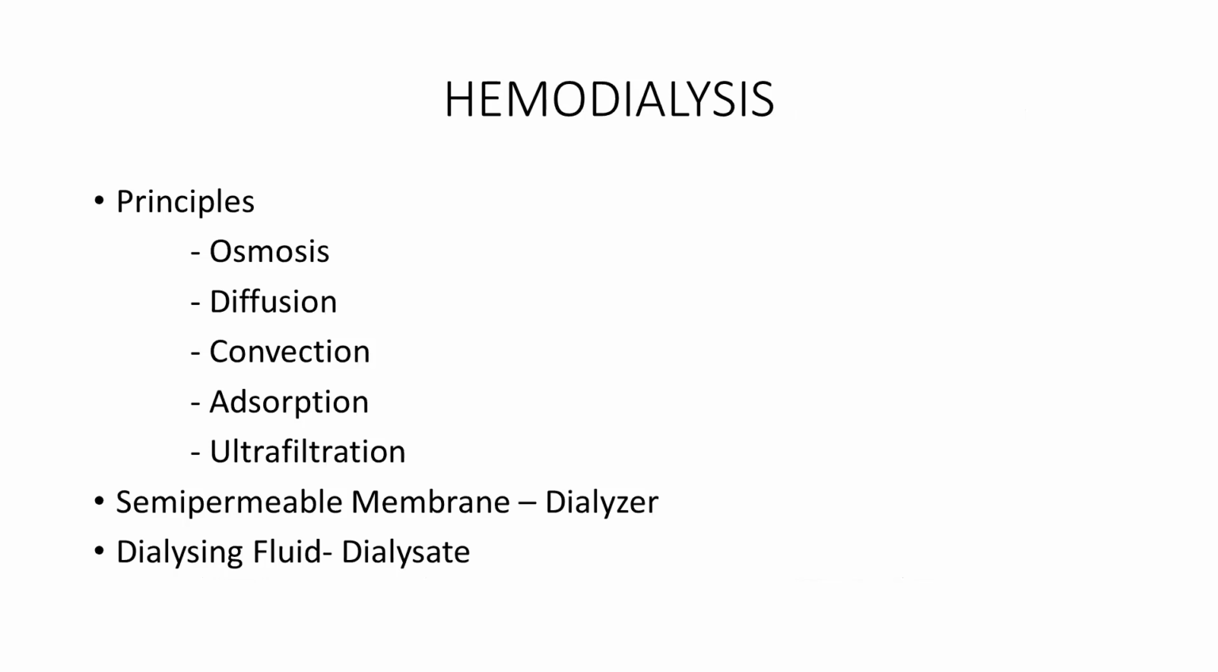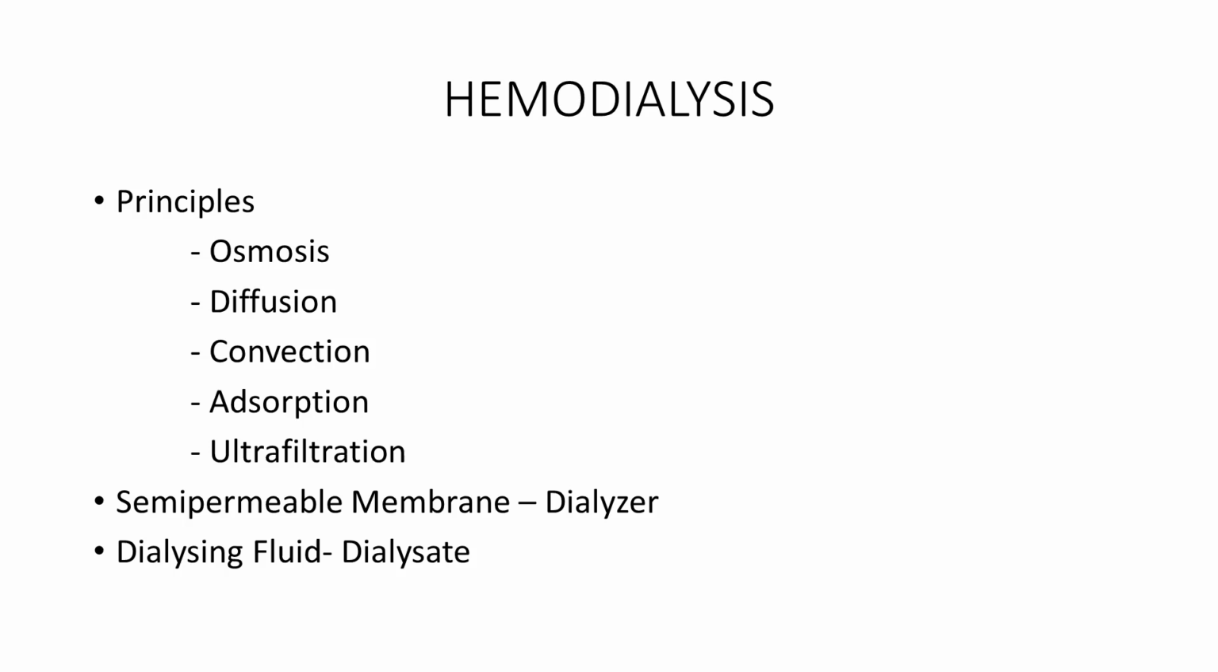Now, what are the principles involved in the procedure of hemodialysis? Very basic and simple principles are involved, like osmosis, diffusion, convection, adsorption, and ultrafiltration. These are the basic principles. And how do we achieve these things? We have to have a semi-permeable membrane, and this semi-permeable membrane is a dialyzer. And you have to create a concentration gradient so that separation can take place. And for that, we use dialysis fluid.